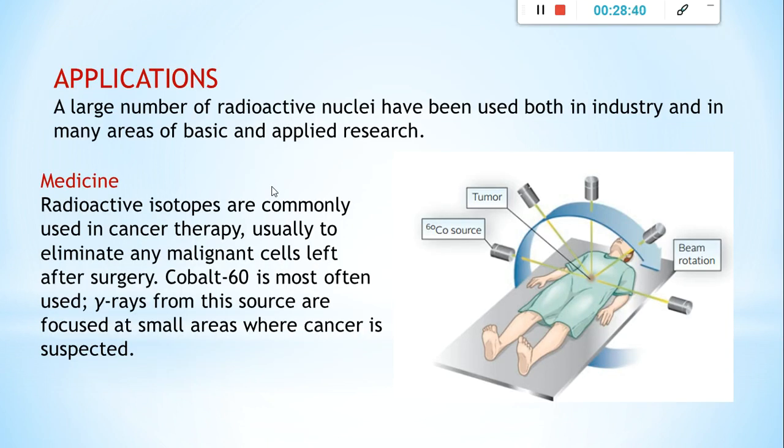So we have here the following applications. A large number of radioactive nuclei has been used both in industry and in many areas of basic and applied research. So we have medicine. Radioactive isotopes are commonly used in cancer therapy, usually to eliminate any malignant cells left after surgery. Cobalt 60 is most often used, by gamma rays, and from this source they are focused at small areas where cancer is suspected.